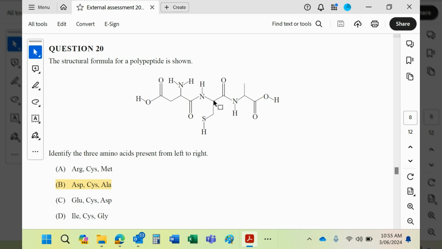The second one has an NH2 there and a COOH there. And coming off that alpha carbon, the middle one there, is basically a carbon, a CH2, and an SH. That would look pretty much the same in the data book. That would be cysteine. And the final one has an NH2 there, a C with a CH3 up there, and a COOH on the end. And that would be alanine, and your choice would be B.